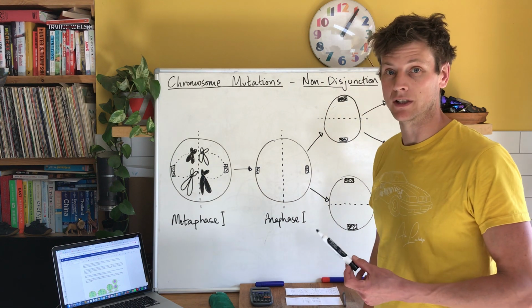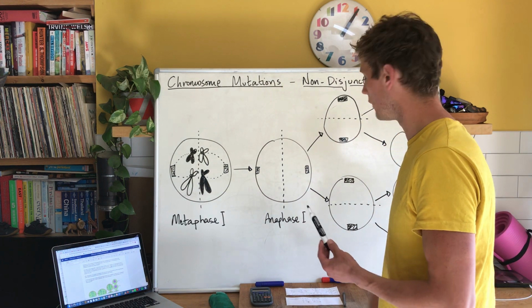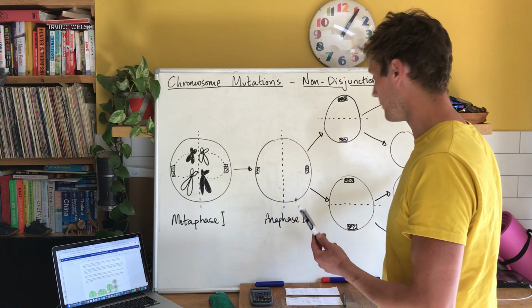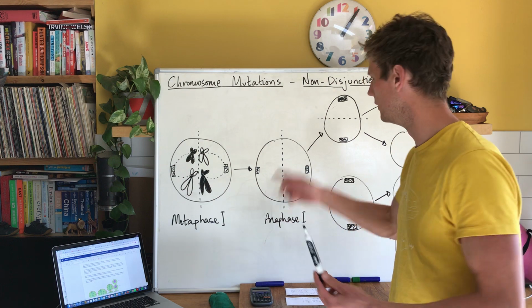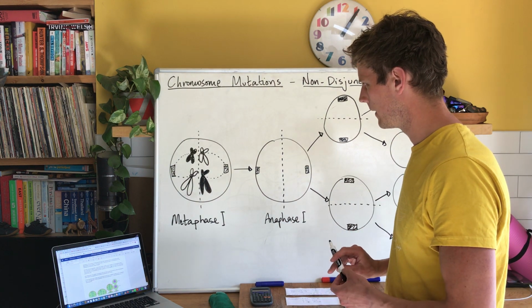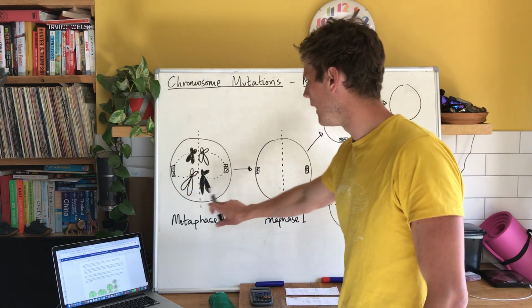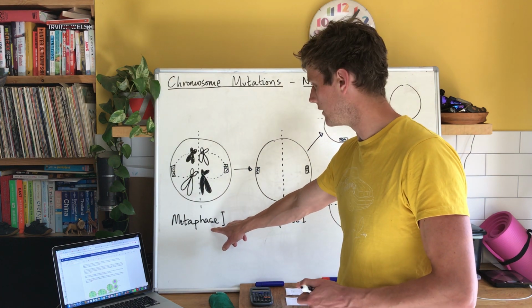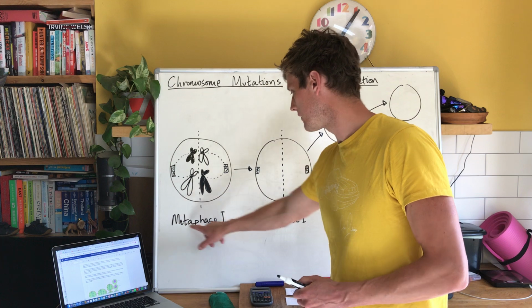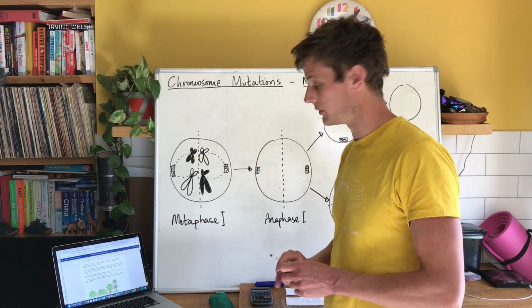Now the example that I'm going to go through involves this non-disjunction during the first meiotic division. I'll reiterate this at the end. It can happen during the second meiotic division, and you can probably work out how that would happen once we've been through this. Okay, so here we see a diploid cell at metaphase 1, the first meiotic division.